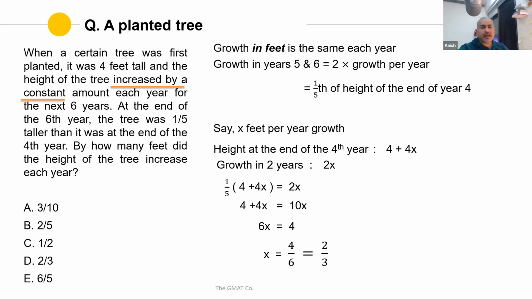How do we decide? Is there ambiguity in the question, Isha? When a certain tree was first planted, it was 4 feet tall. And the height increased by a constant amount each year for the next 6 years. So when it was planted, it was already 4 feet tall. The increase in the first year wasn't 4 feet. I think, Isha, it's already clear in the question. No, it's not like there's any ambiguity.